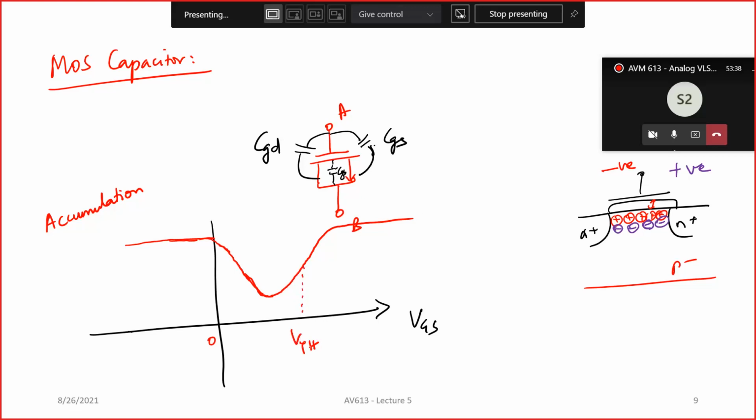All right. So you have the accumulation region, you have the weak inversion region here, and you have the strong inversion region here. Now this is how your MOS capacitor behaves.